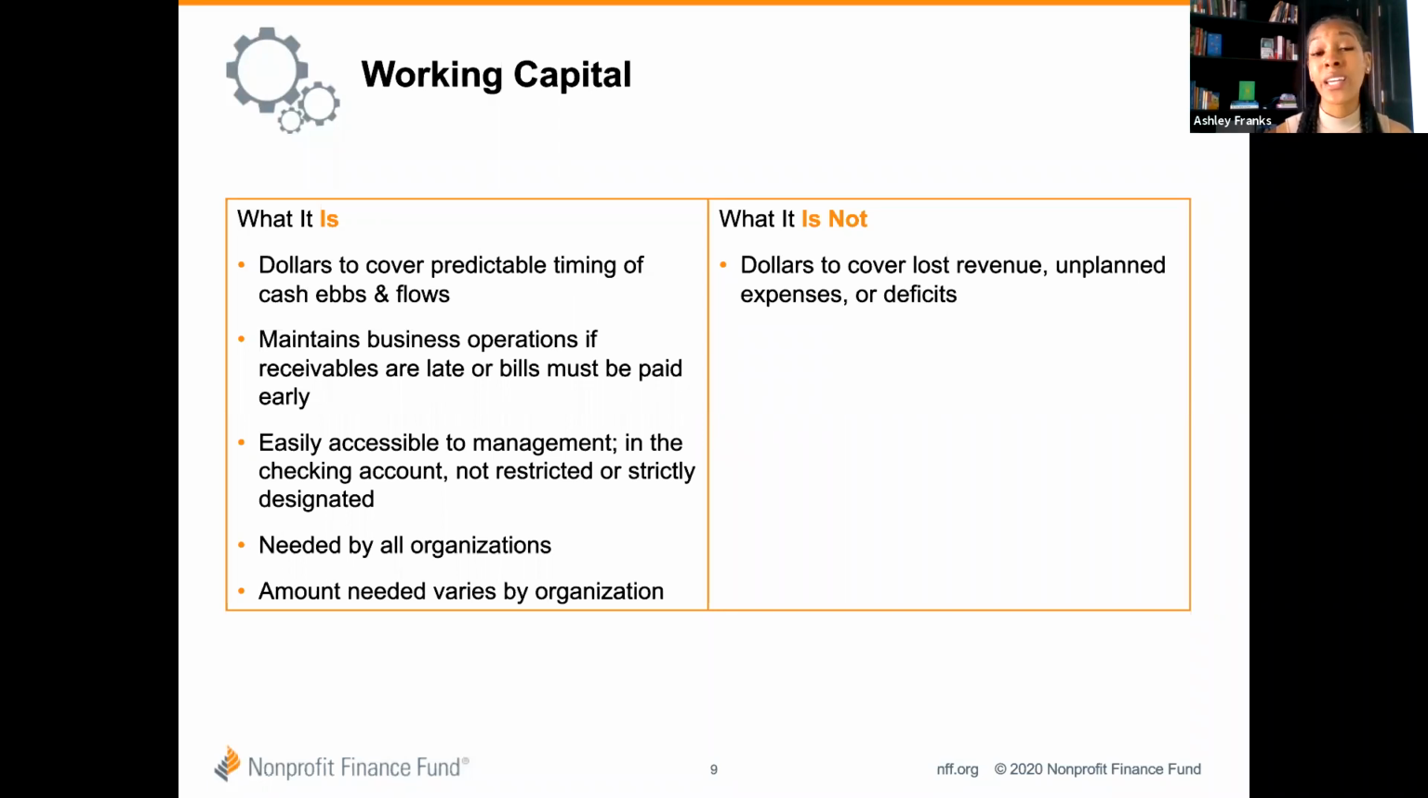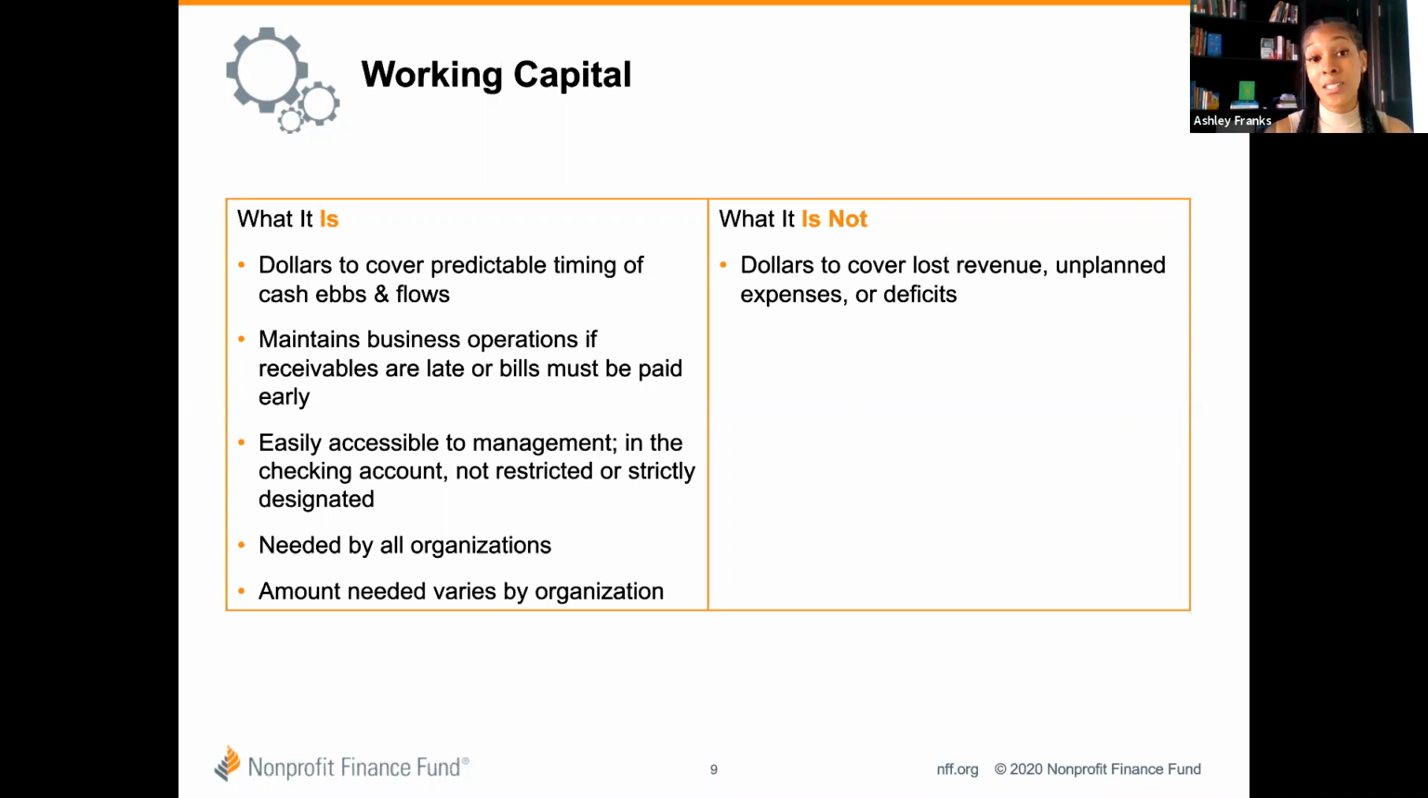We think of working capital as being needed by all organizations all the time, but certainly the amount varies from organization to organization. It really just depends on your particular cash flow situation. If you are an organization where the timing of dollars coming in and dollars coming out is very nicely aligned month after month, that is fantastic. And maybe 1 month of working capital is very comfortable for you. That's a comfortable amount. For other organizations, like I just mentioned, especially government-reliant organizations, cash flow may ebb for 6 months or even 12 months.